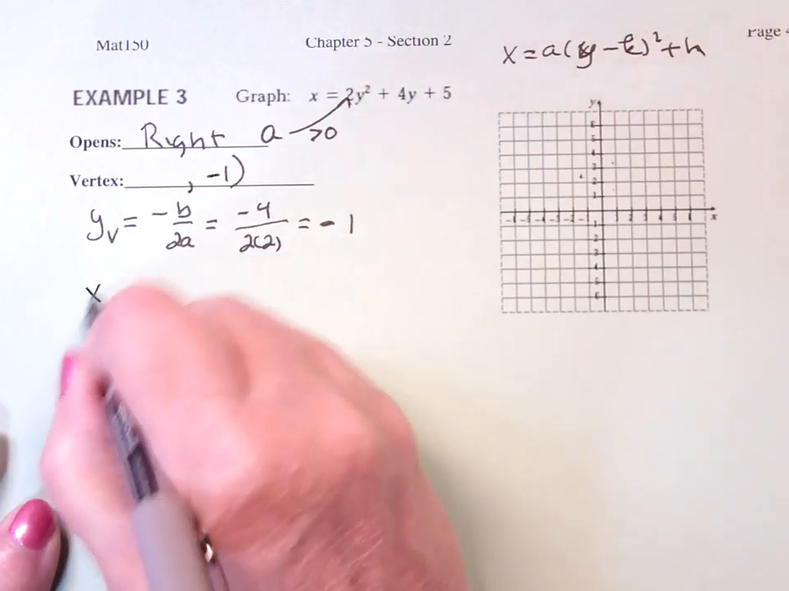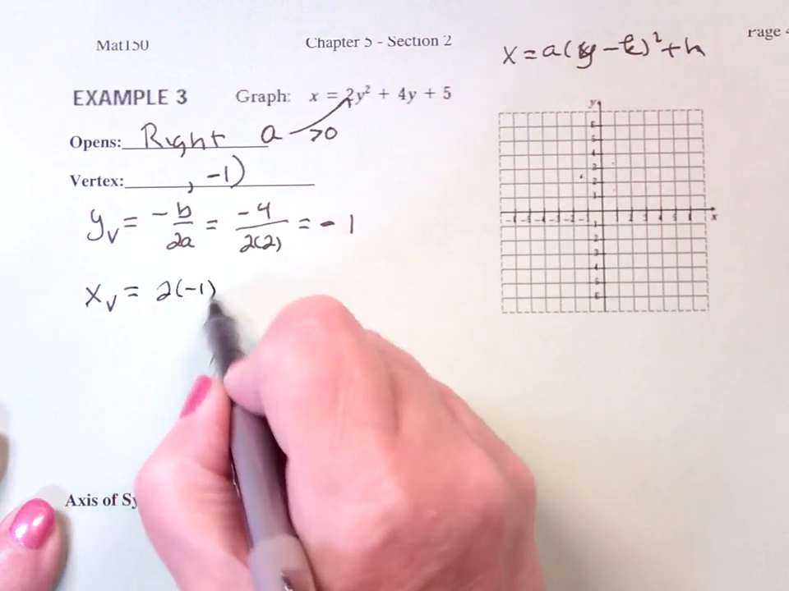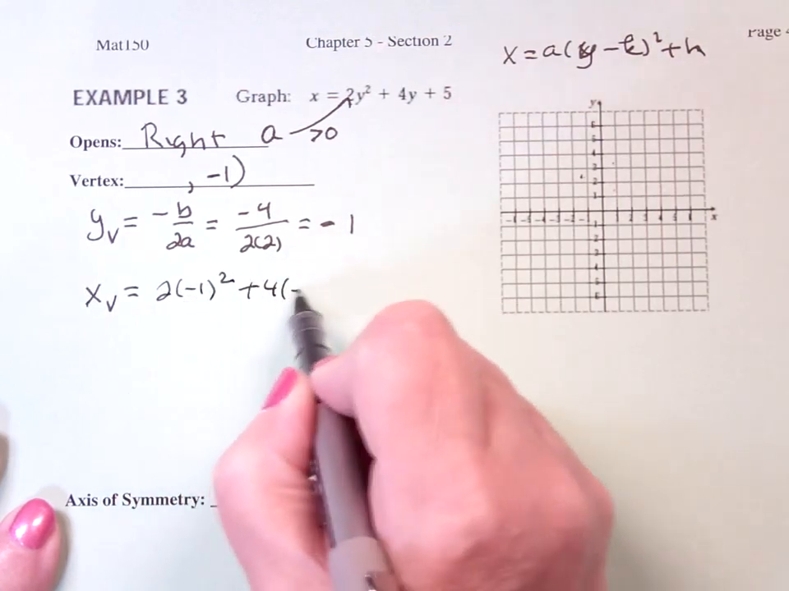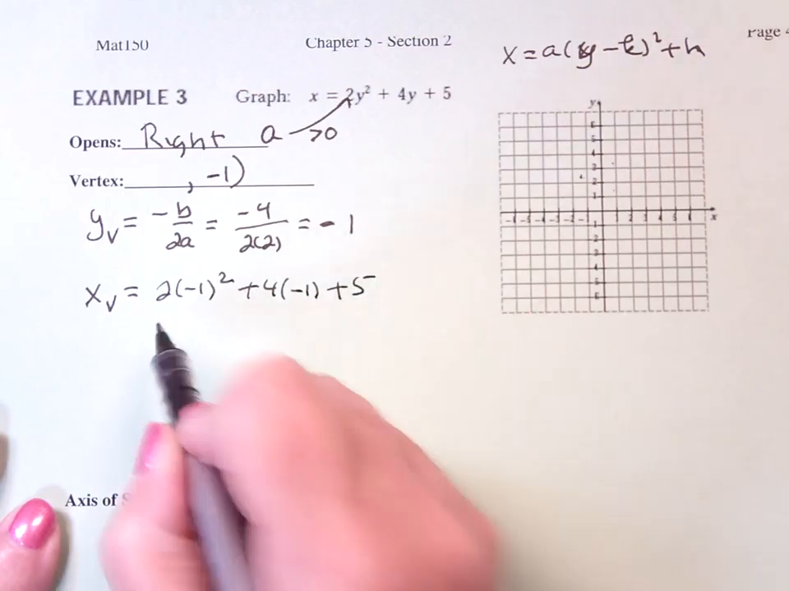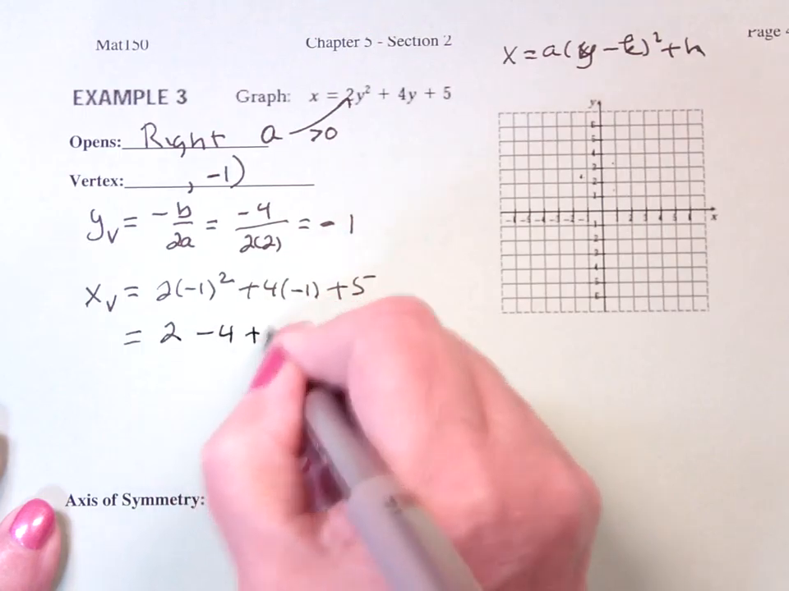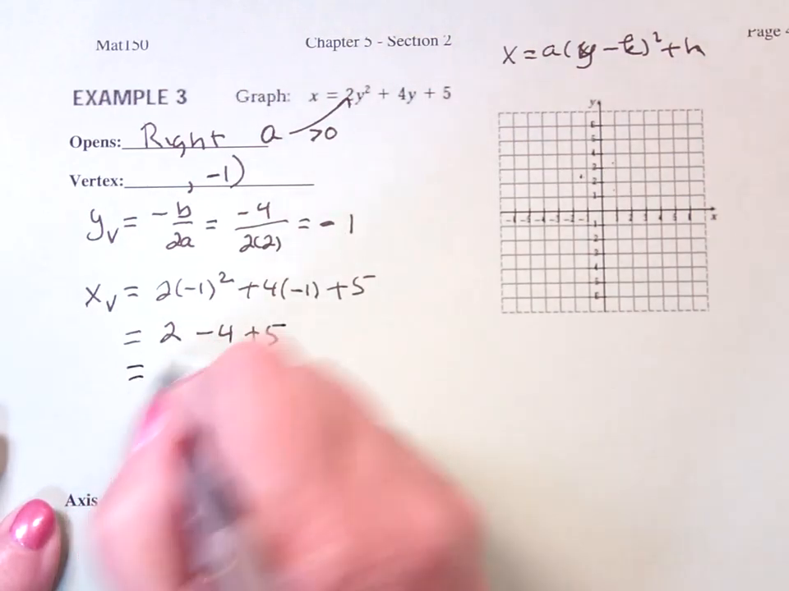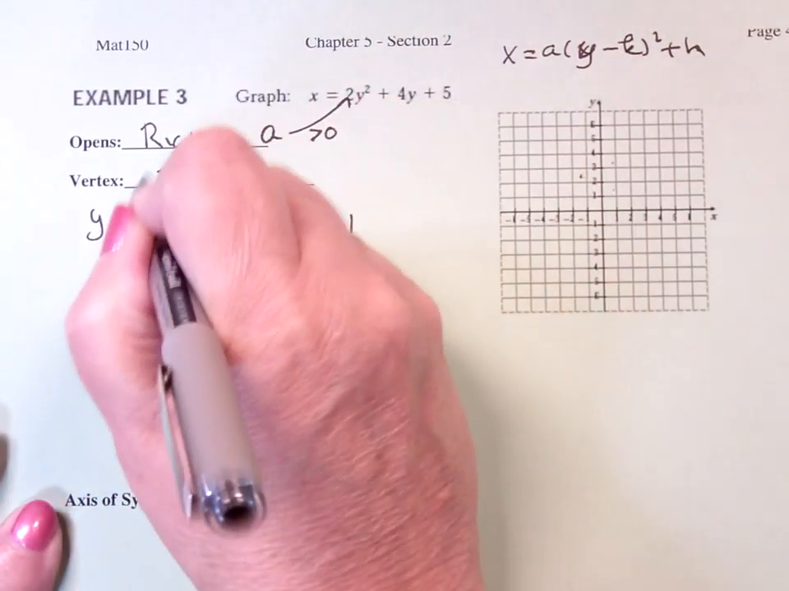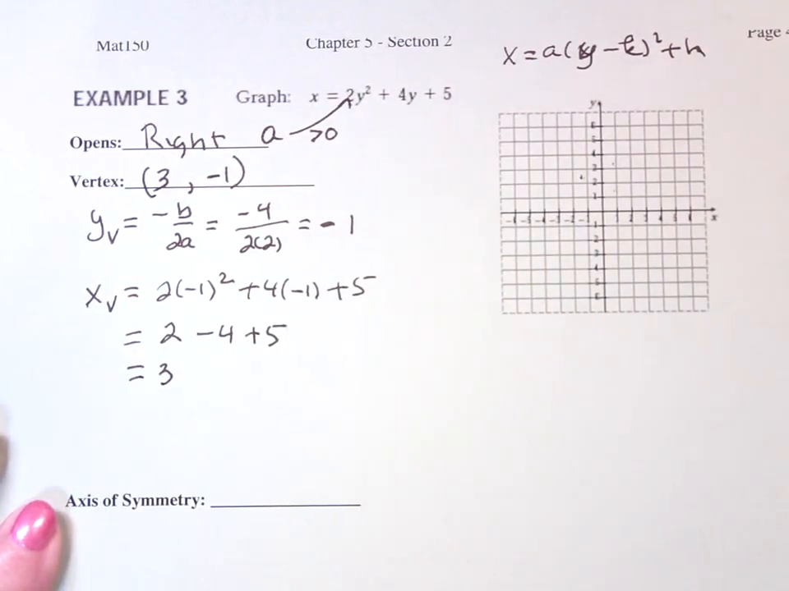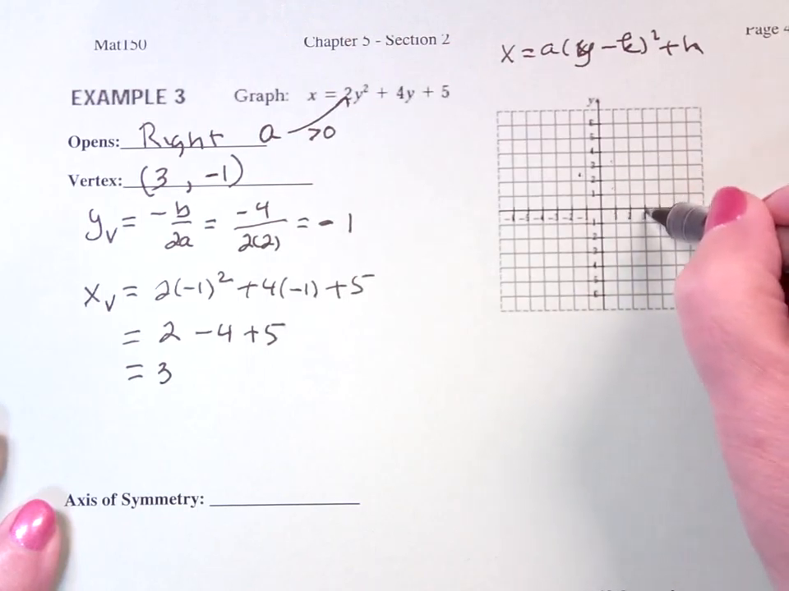And then the x-coordinate of the vertex, I plug it into my formula, which is 2 times negative 1 squared plus 4 times negative 1 plus 5, which is 2 times 1 minus 4 plus 5, which is 7 minus 4, or 3. So we have the vertex. The vertex is at x equal 3, y equal negative 1.